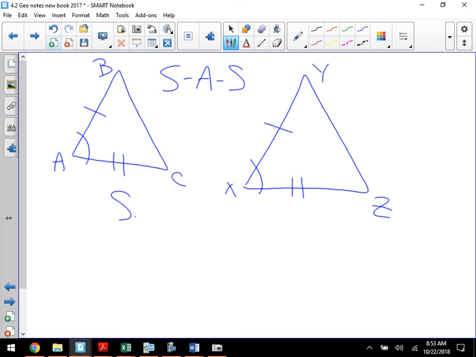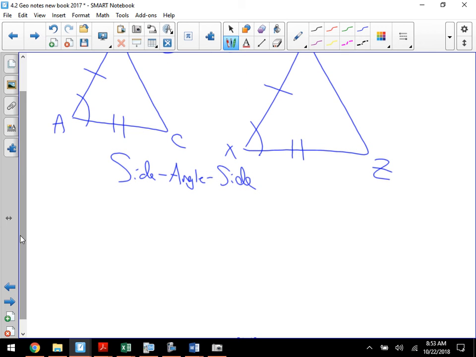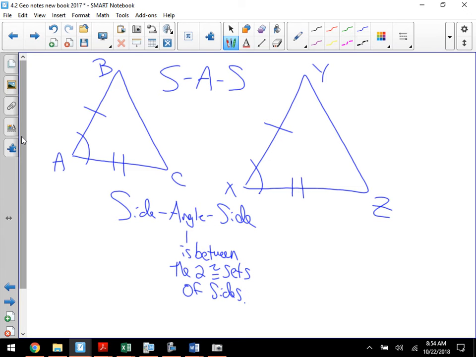So this is called side angle side, and the angle is between the 2 congruent sets of sides. The angle is between the 2 sets of sides. So let's add that to our ways to prove box that we had.